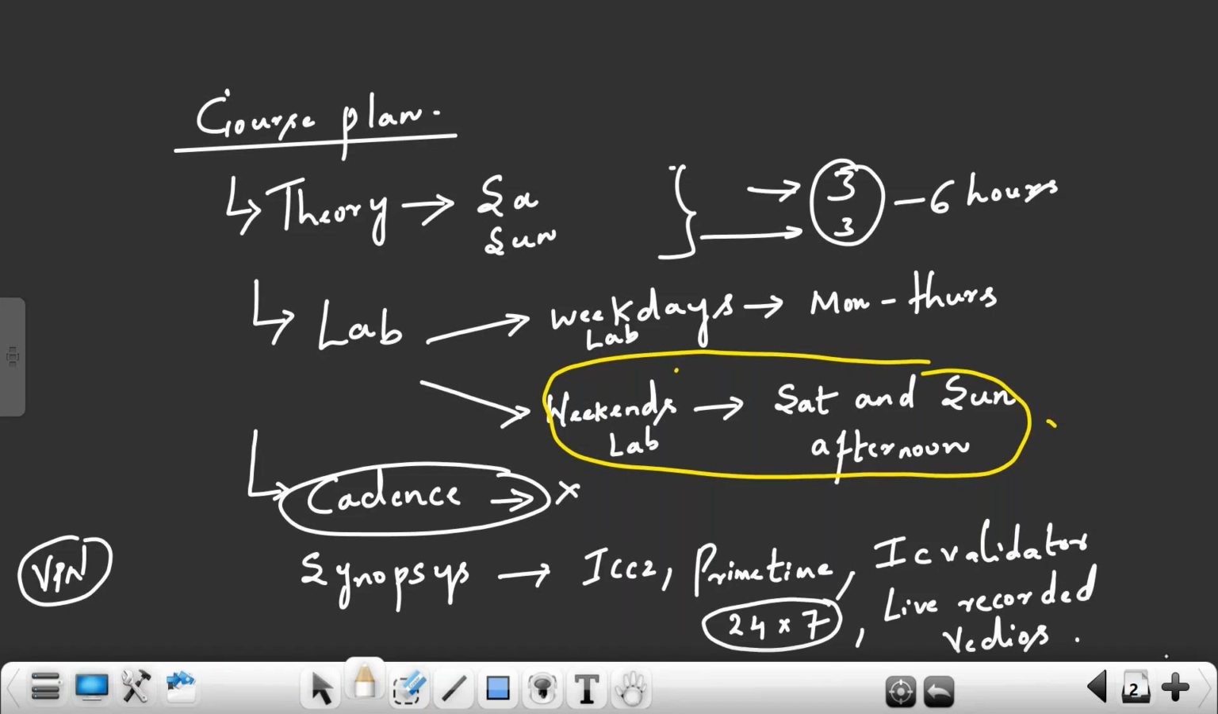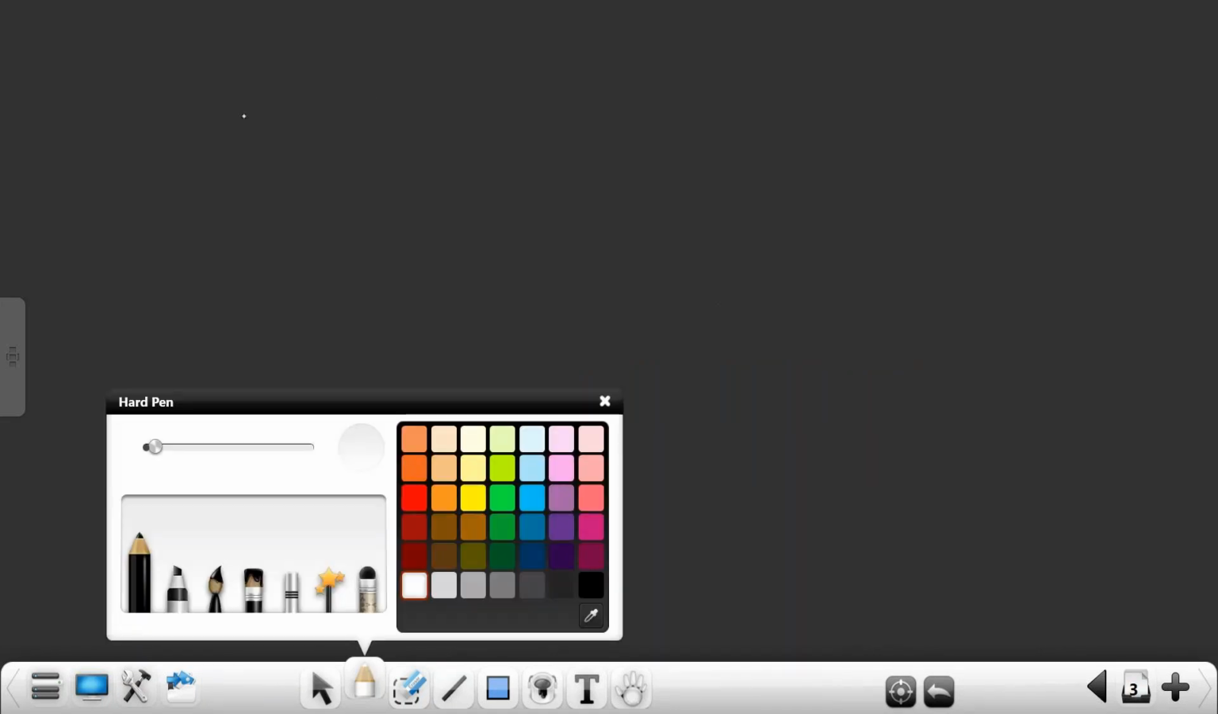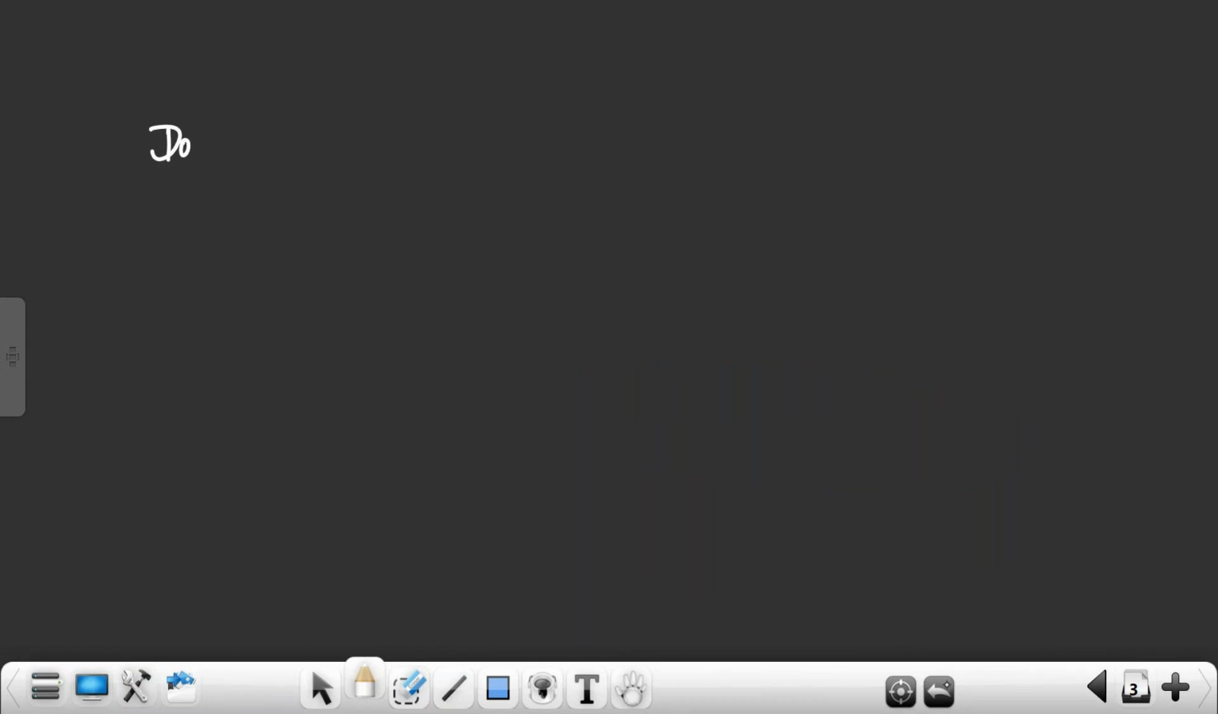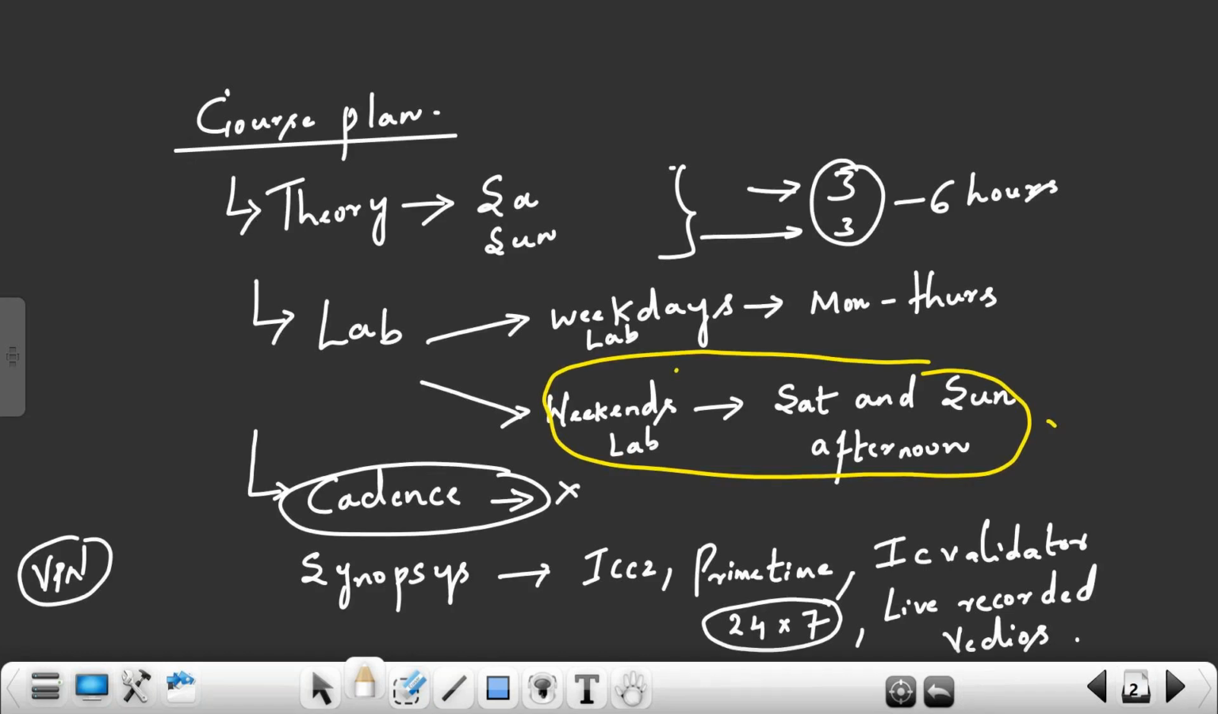So, what is the duration of the course? The duration of the course is 3 months. Yes, both will complete at the same time. Weekend labs and weekday labs both will complete at the same time. Means they both will take 3 months.